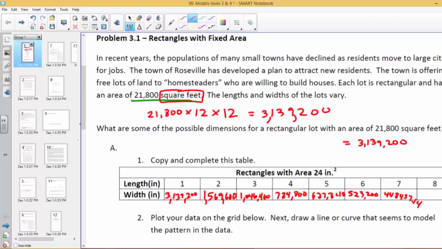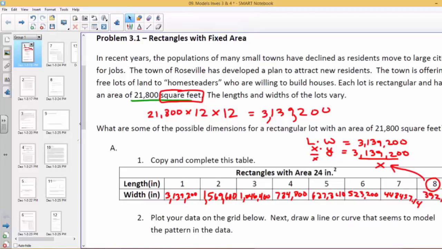And if you divide by 8, so again, all of these, you're just taking 3,139,200 and the length times the width, so this is the x and the y, would have to equal 3,139,200. So if you want to solve for y, you would divide by x. So 3 million divided by 8 is 392,400 inches. Okay, so that's some large data.